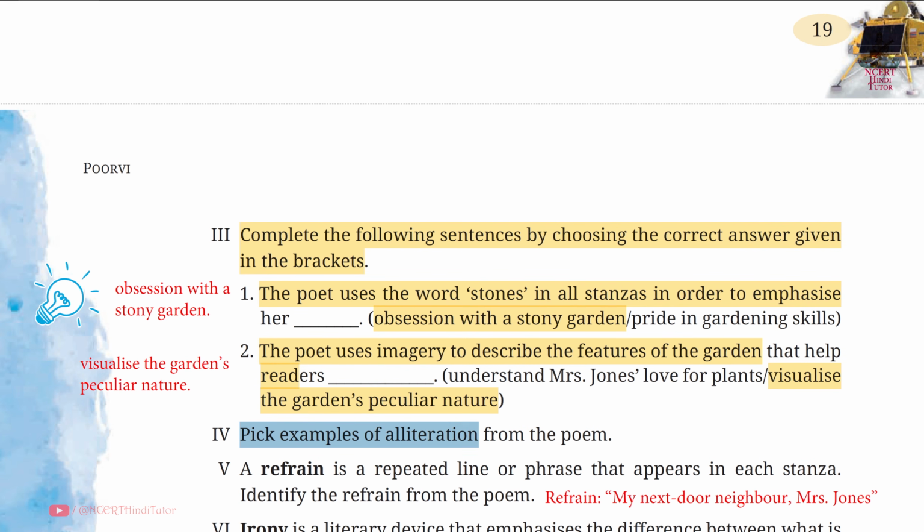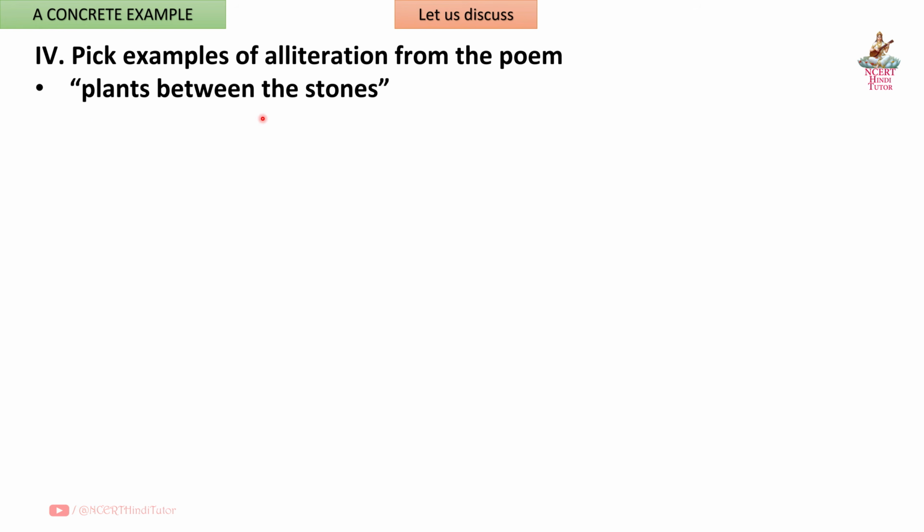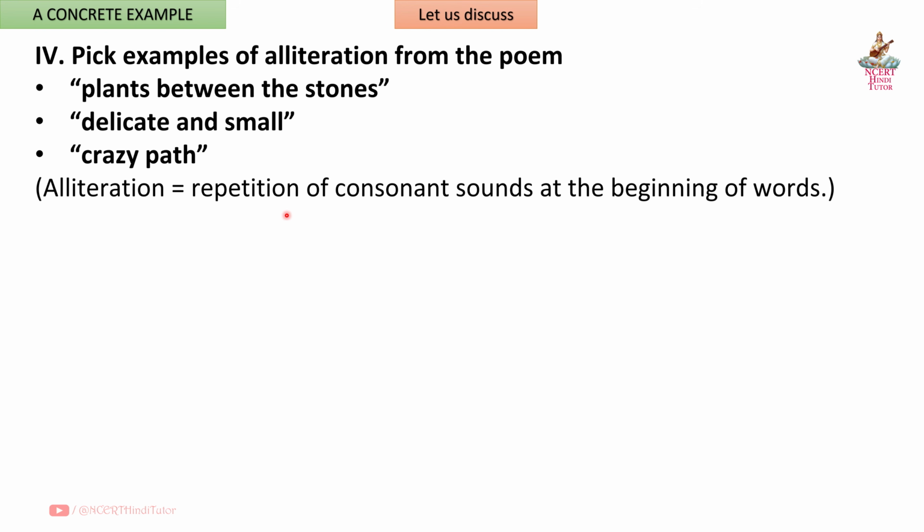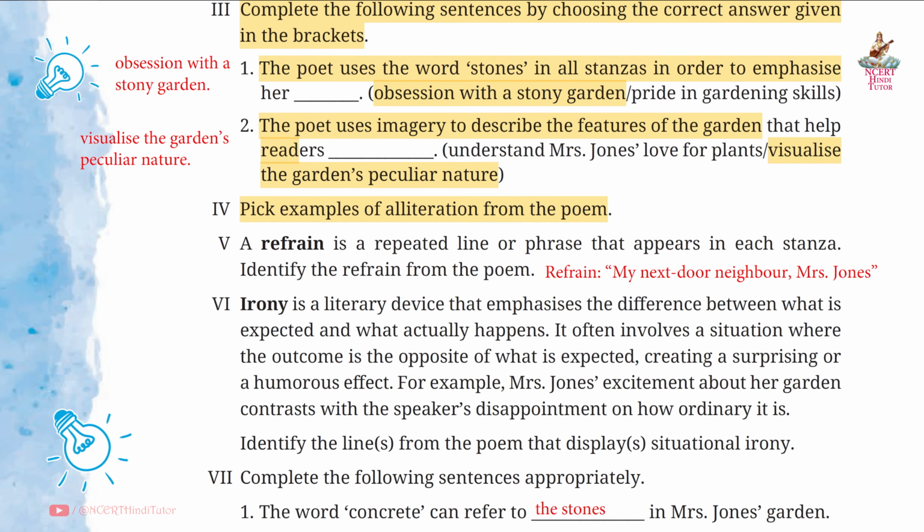Fourth, pick examples of alliteration from the poem. Answer, plants between the stones, delicate and small, crazy path. Alliteration is the repetition of consonant sounds at the beginning of words. Fifth, a refrain is a repeated line or phrase that appears in each stanza. Identify the refrain from the poem. Refrain, my next door neighbor, Mrs. Jones.